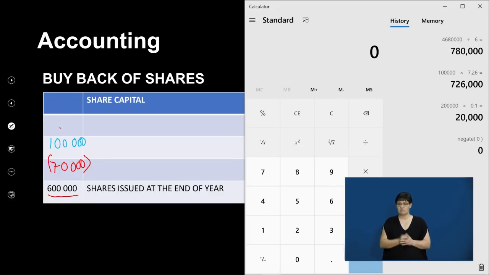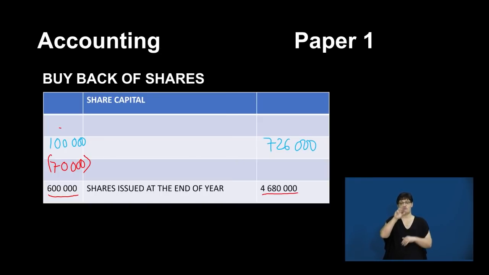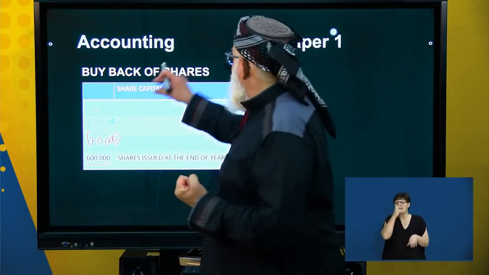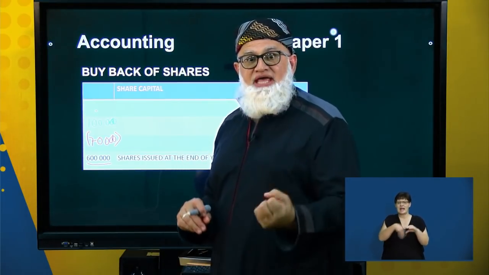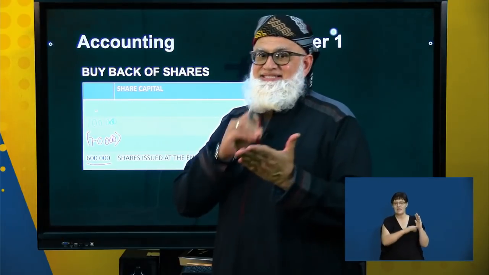Let's go again. We said 4,680,000 divided by 600,000. And there we go. 7.80 is the average price of those shares. Understand? Now, what do I need in my share capital? In my share capital note, I need the average price.